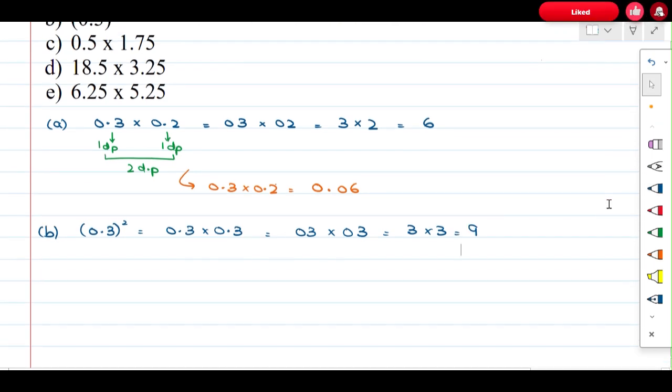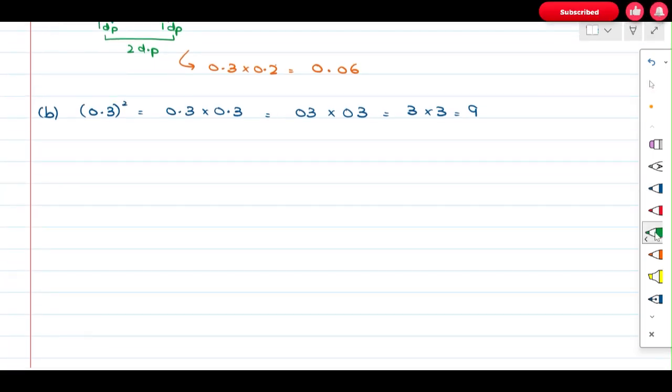Okay, so the answer should be in how many decimal places? Again, this number has one decimal place, this number has one decimal place. So altogether there are two decimal places. The answer should be in two decimal places. So from here we can say, 0.3 whole square should be equal to 0.09. The answer is in two decimal places. After the decimal point there are two digits, right?